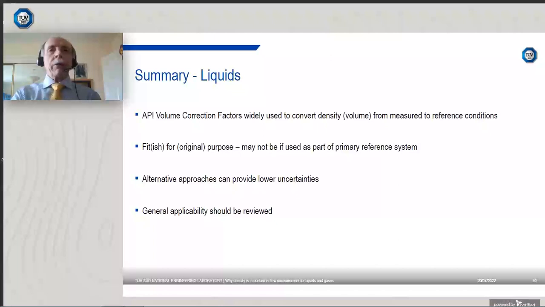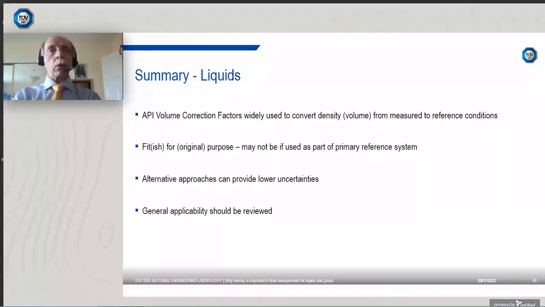So for liquids, the API volume correction factors are widely used to convert from measured to reference conditions, and they are fit for their original purpose, which would be, as I say, converting from line conditions to reference conditions, or for converting between conditions at densitometer and flow meter. They probably wouldn't be good enough if you were using them as part of a primary reference system, and you would really need to look at alternative approaches there to get you to lower uncertainties.